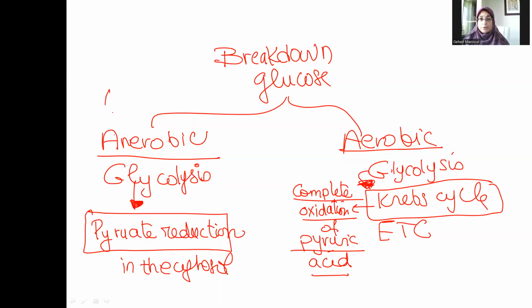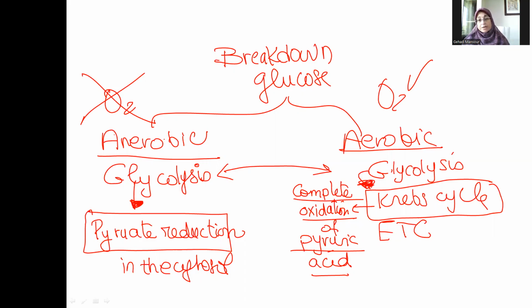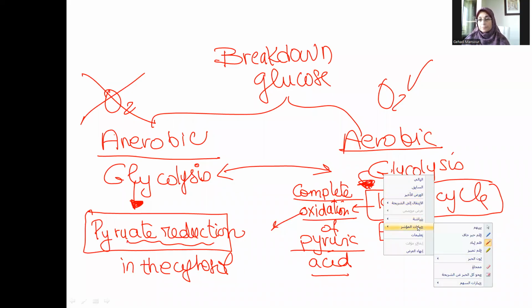So there are major differences here. Of course, in anaerobic there is no oxygen, and in aerobic there is oxygen. This is the first difference. There is also a similarity: they both start by glycolysis. The second difference is that in anaerobic breakdown of glucose, after glycolysis, pyruvate undergoes reduction, whereas in aerobic, pyruvate undergoes oxidation. So how would we represent this?